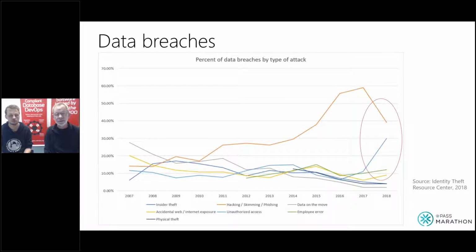Up until 2017, hacking was the biggest cause of data breaches. No surprise there. But take a look at what happened from 2017 onwards. Hacking started to come down, remember that's the orange line, but unauthorized access from contractors and third parties, the blue line, went up markedly, and employee errors and accidental exposures, that's the green and yellow lines, they also rose.